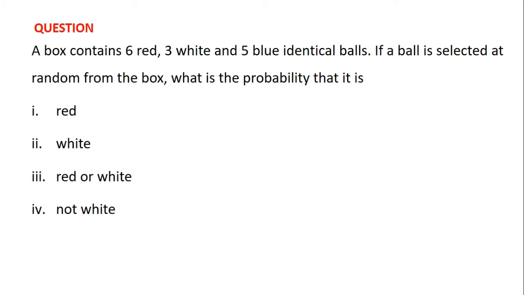The question for this video is, a box contains 6 red, 3 white and 5 blue identical balls. If a ball is selected at random from the box, what is the probability that it is I red, II white, III red or white, IV not white? So in this box, we have 6 red balls, 3 white and 5 blue balls, and they are identical. And we are selecting one ball at random from the box. And we are going to find the probability of these events.